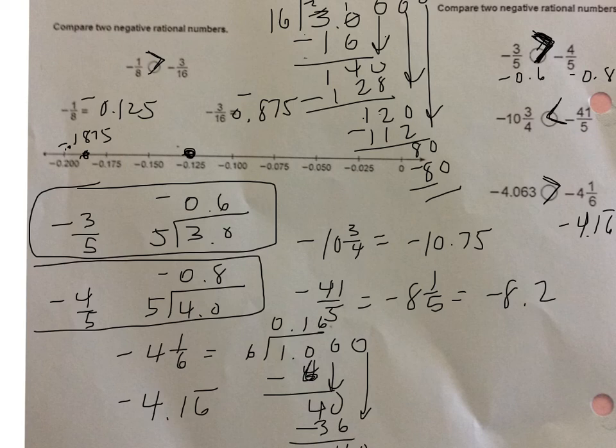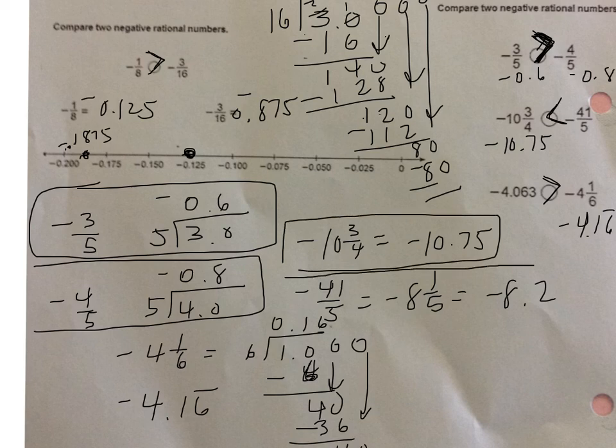Next, -10 3/4. 3/4 is equal to 0.75, so -10.75. That's right here. I know that 3/4 is equal to 0.75. And -8 1/5, the first thing I did was turn that into a mixed number, and 5 goes into 41 8 times with 1/5 left over, and then 1/5 is equivalent to 0.2, so that's -8.2. And remember, the smaller the negative number, the bigger it is, so that's why -8.2 is larger than -10.75.